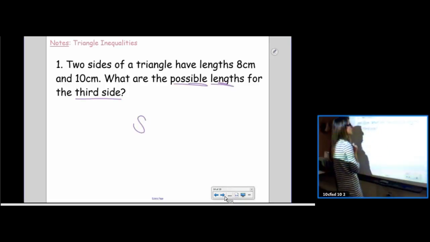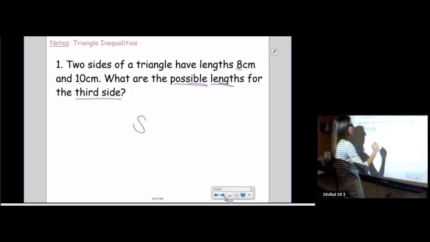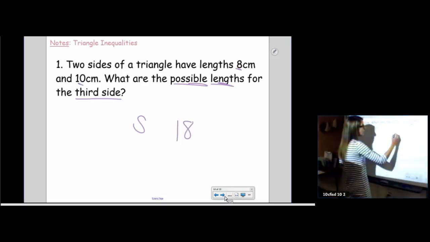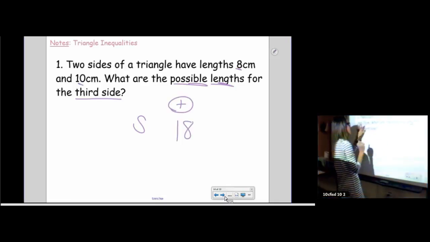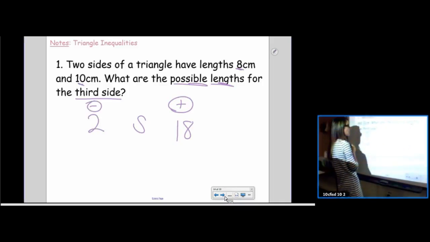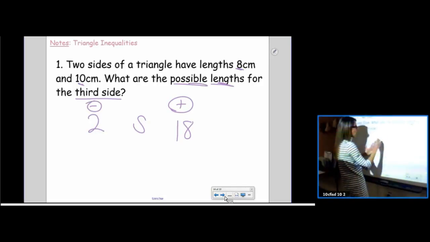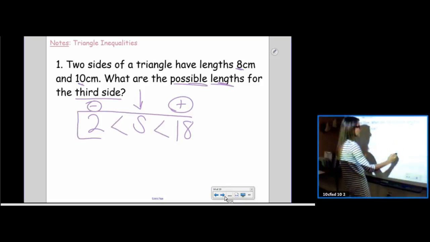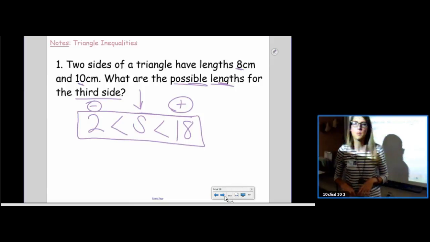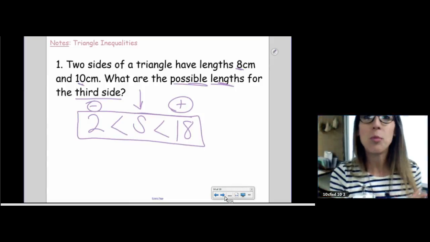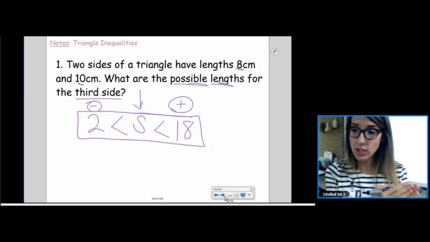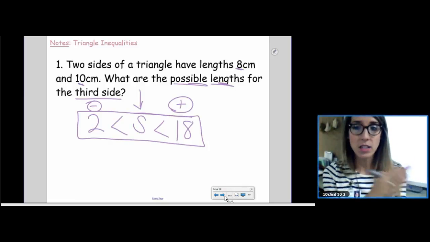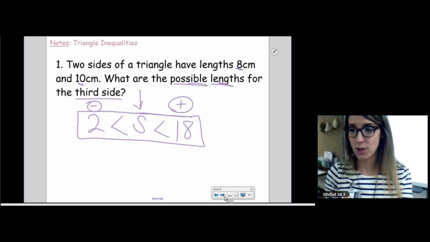So quickly, to do this, you take your two sides and you add them together. 18, that is your max. Then you take your two sides and you subtract them. 2, that's your min. So your third side, I'm going to call it S for side, is less than 18 and greater than 2. There's a whole range of possibilities. That third side could be 7, it could be 15, it could be 2.5. It could be anything that's greater than 2 and less than 18. How did we get 2 and 18? We added and we subtracted. Easy stuff.